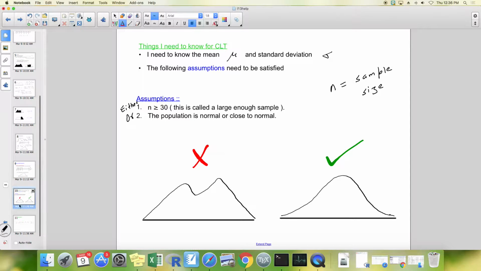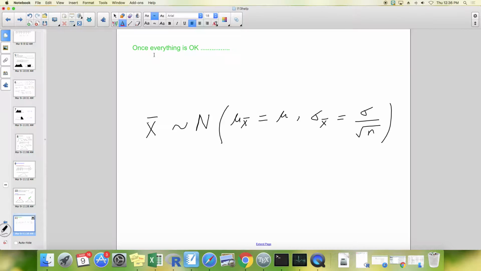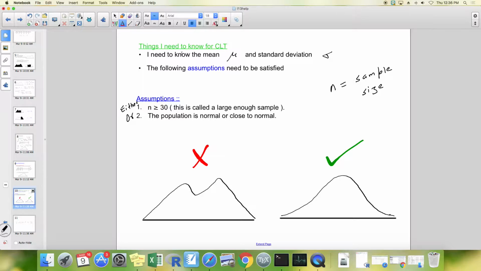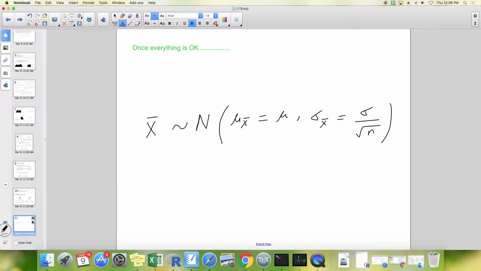So once everything is okay, that means you know mu, you know sigma, and the assumptions are satisfied. I mean, one of those is good enough. Either one or two is satisfied. Then that's the CLT. You are done. X bar follows normal with mean mu, so mu x bar is mu, and sigma x bar is sigma by square root of n.